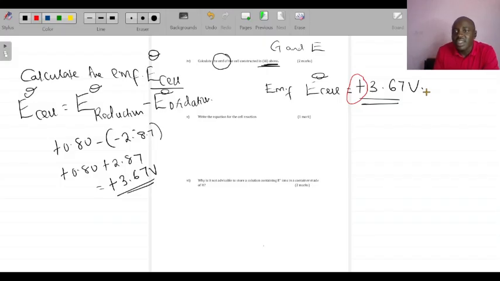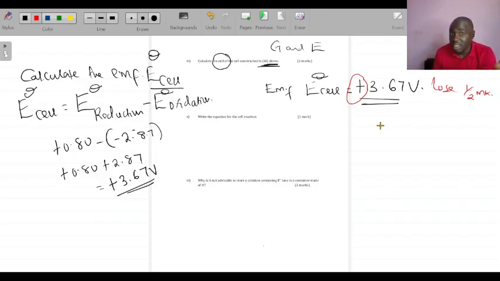And remember, if you omit that, then you lose half a mark. In other words, you will not get any mark on the answer. Meaning, even if all the other working was correct, the maximum you can score will just be a half mark. So always remember the EMF must have a sign. So always assign that sign.